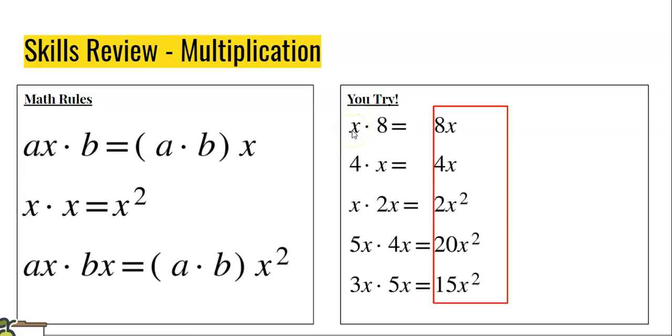So x times 8 is 8x. 4 times x is 4x. Since we only have one number, we keep the 2. X times x is always going to give us x squared, no matter what number is in front of that x. So that's going to give us 2x squared. 5 times 4 is 20, x times x is x squared. 3 times 5 is 15, and x times x is x squared.